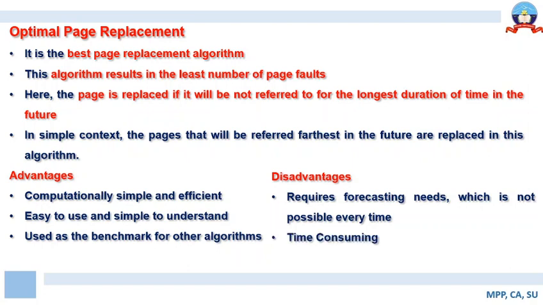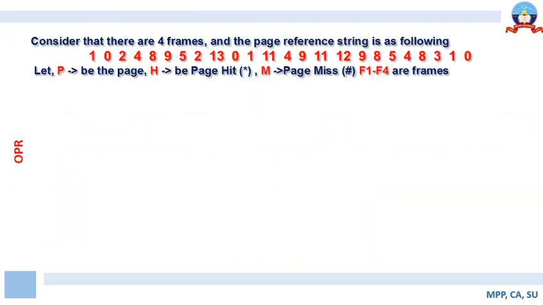So definitely, as I've already said, optimal page replacement algorithm consumes a greater amount of time because it not only performs replacement but it performs replacement based on forecasting, which would definitely incur additional time and computational complexity. Now let us try and understand optimal page replacement algorithm with the help of a very simple example.